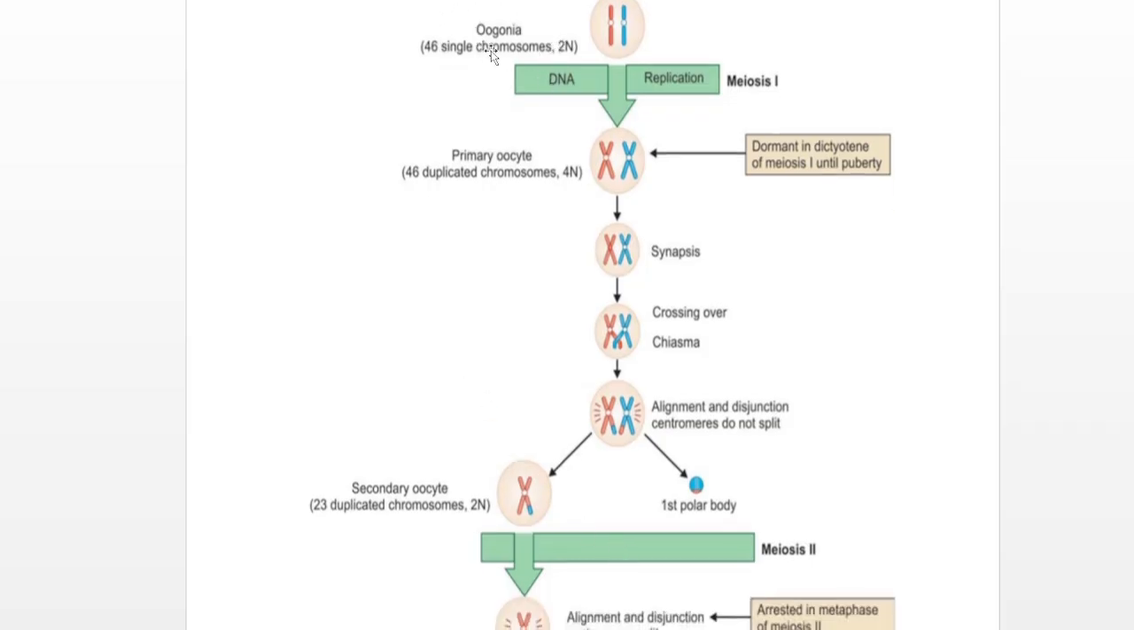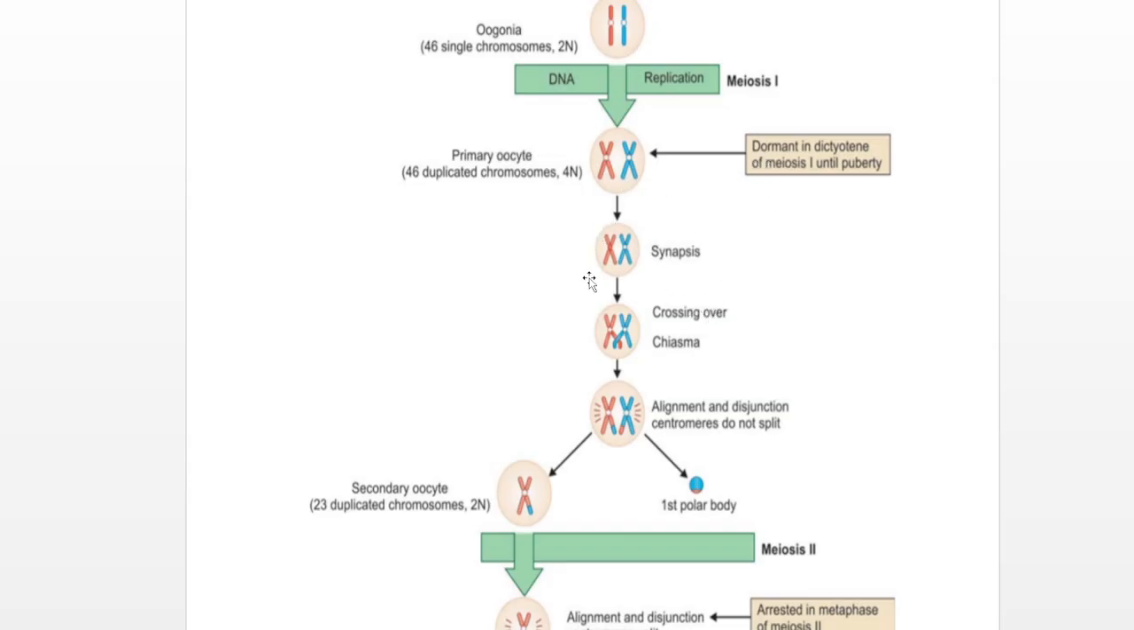This is the oogonia having 46 chromosomes, which is diploid, and the DNA content is 2n. Due to DNA duplication, the primary oocytes are formed, having the diploid chromosome number 46, but the DNA content is doubled, that is 4n. Now, this primary oocyte is arrested and dormant until puberty, arrested at the diplotene stage of meiosis.